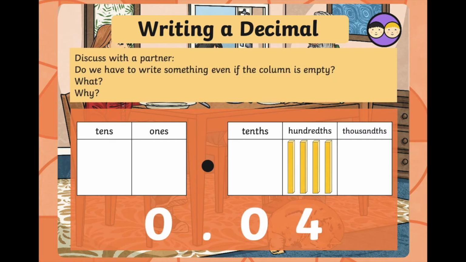So hopefully you got that as 0.04. So discuss with somebody around you if you can. Do we have to write something even if the column is empty? What do we have to write and why?